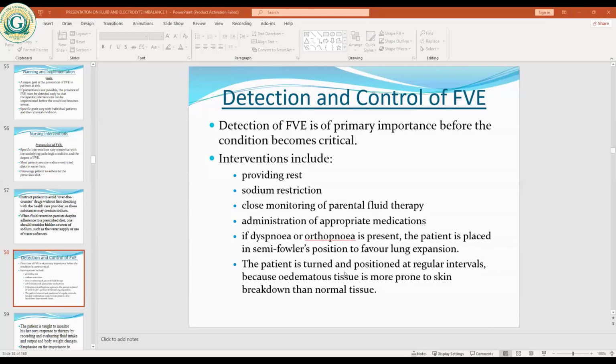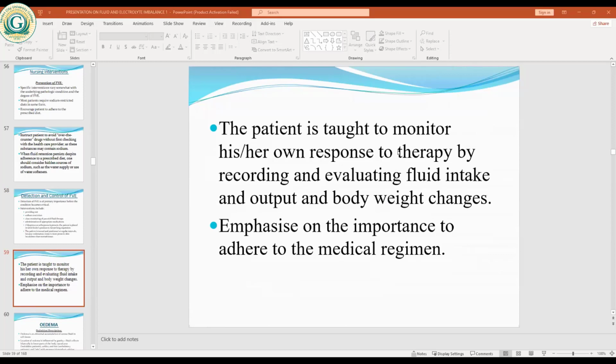So the patient is taught to monitor his or her own response to therapy by recording and evaluating fluid intake and output. The patient can herself give you feedback: "I breathe better, now I'm getting lighter, and I can move about without getting tired." These are responses from the patient. This emphasizes the importance of adhering to the medical regimen.